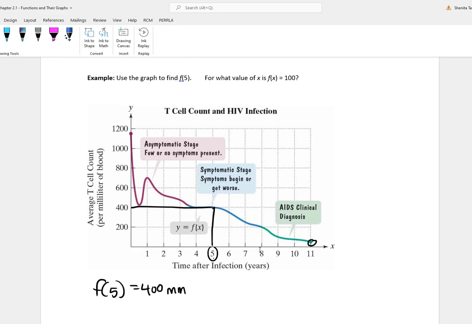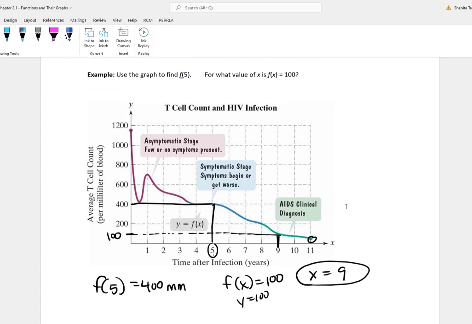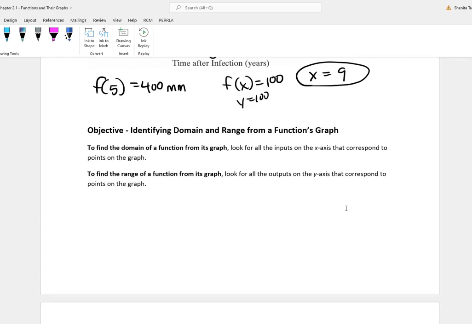The next part asks, what is the value of x when f of x is equal to 100? So basically, your y is equal to 100. So if you go to this graph, this is the y, your 100 is here. To figure out the x that corresponds to it, you're going to go over till you hit the graph, and then you go down. So it looks like the answer would be 9. Okay, so you can get different types of information from the graph depending on what the question is being asked.